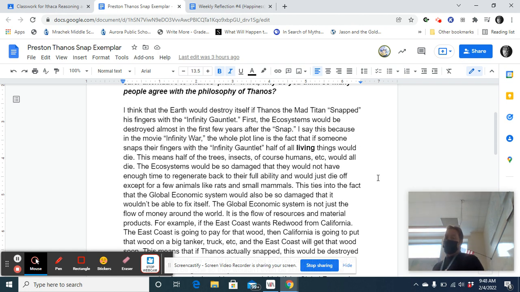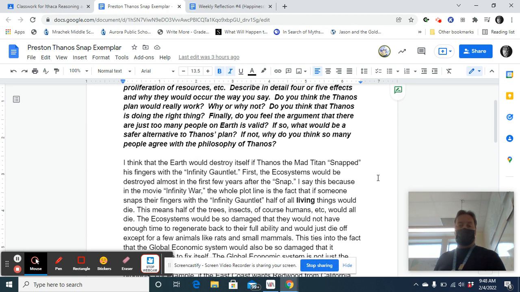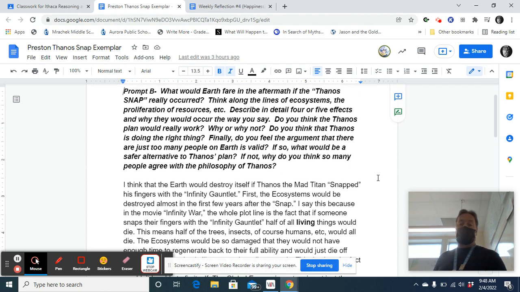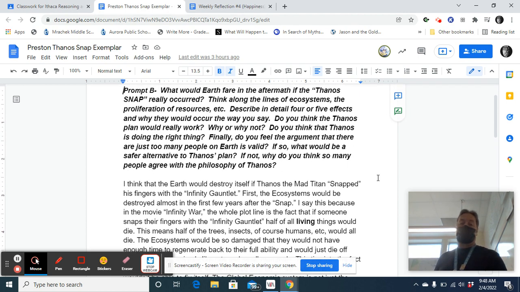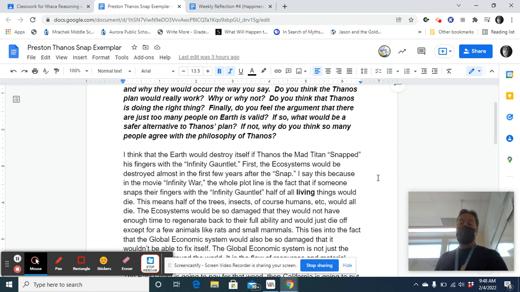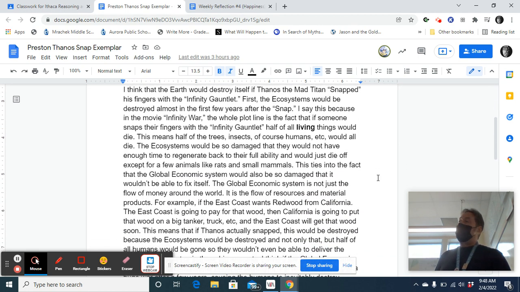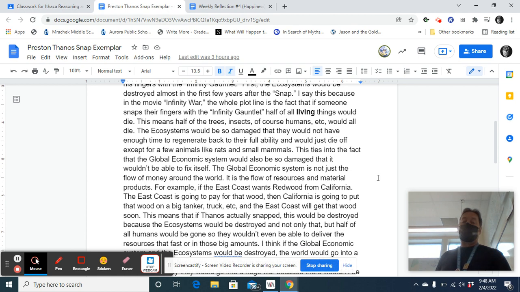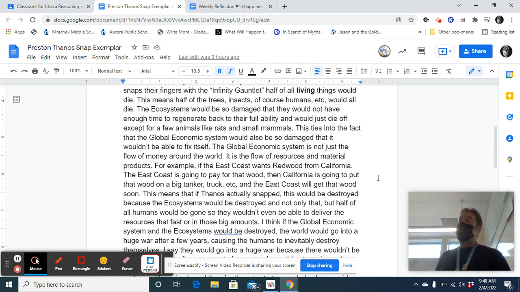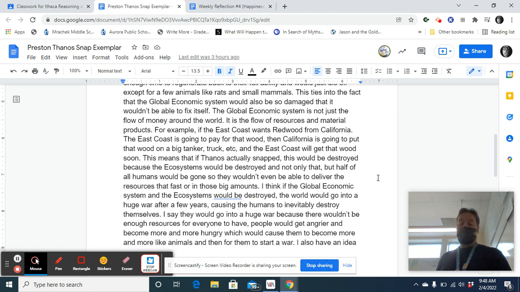This is Preston from the year before last. You can see in the first part of his reflection, he addresses that beginning strand of what would happen if the Thanos snap really occurred. Think along the lines of ecosystems, the proliferation of resources, etc. Goes into some really full detail. Not only does he have everything from what he actively learned that week, he also talks about some things that he sees as possibilities that would occur.